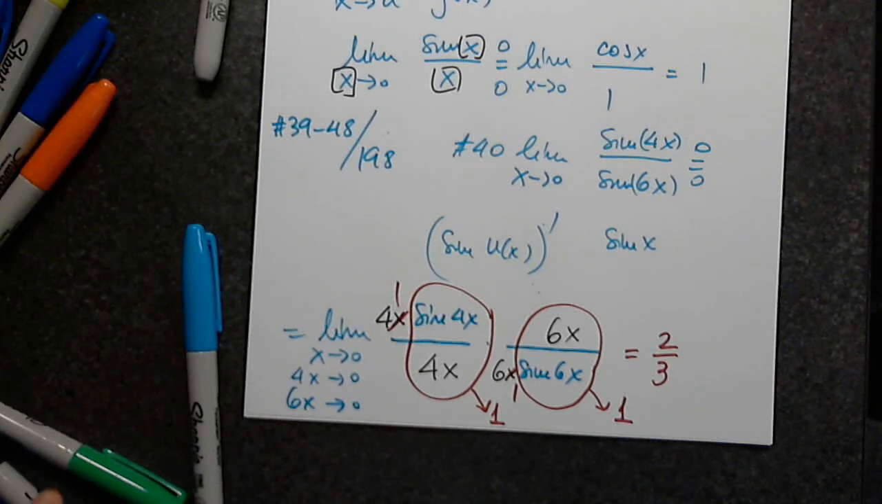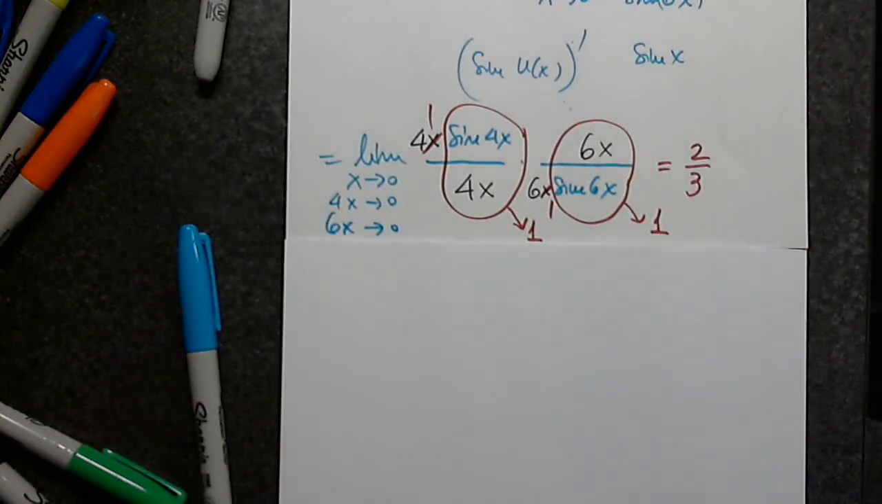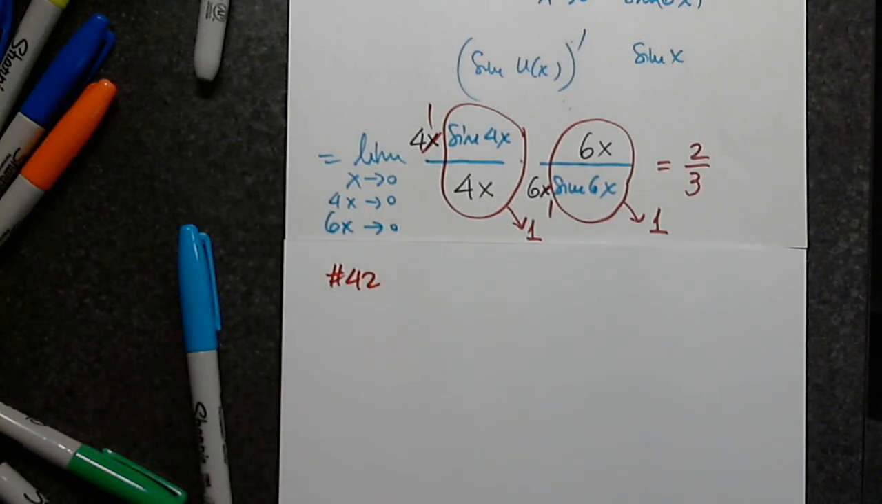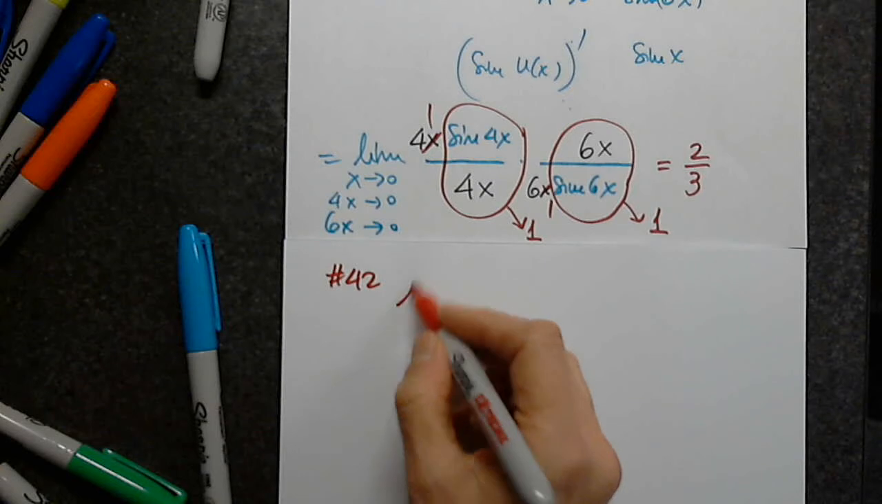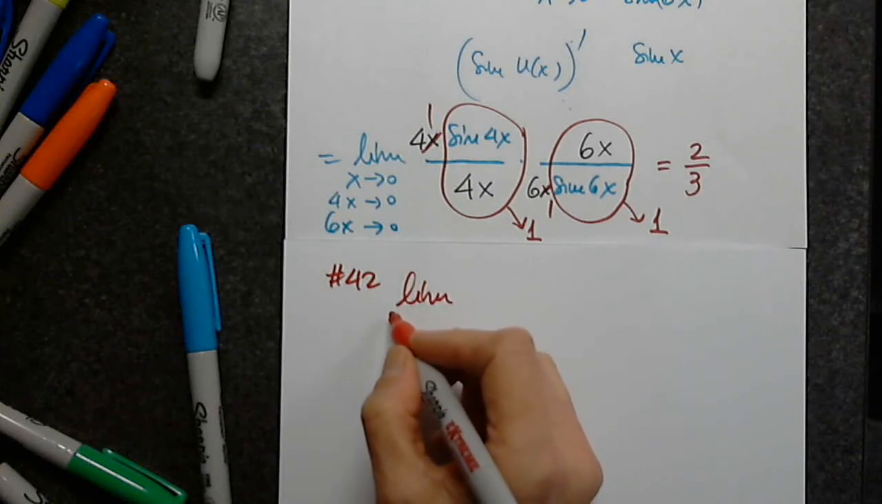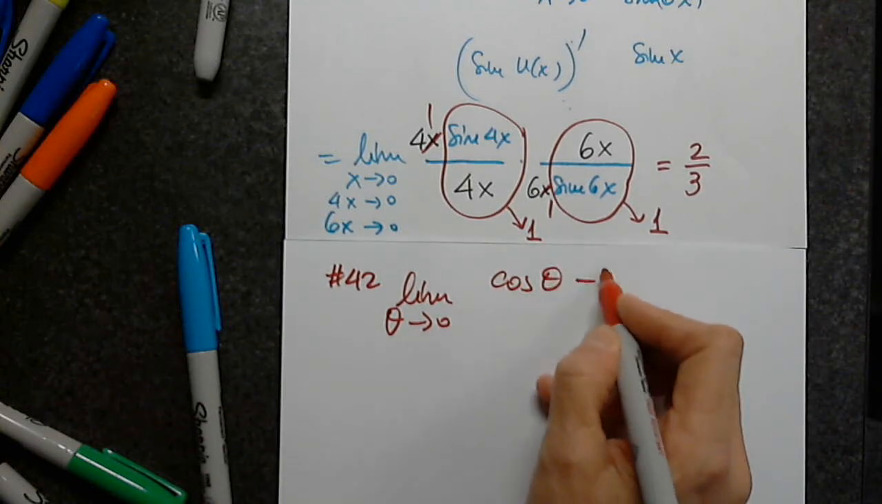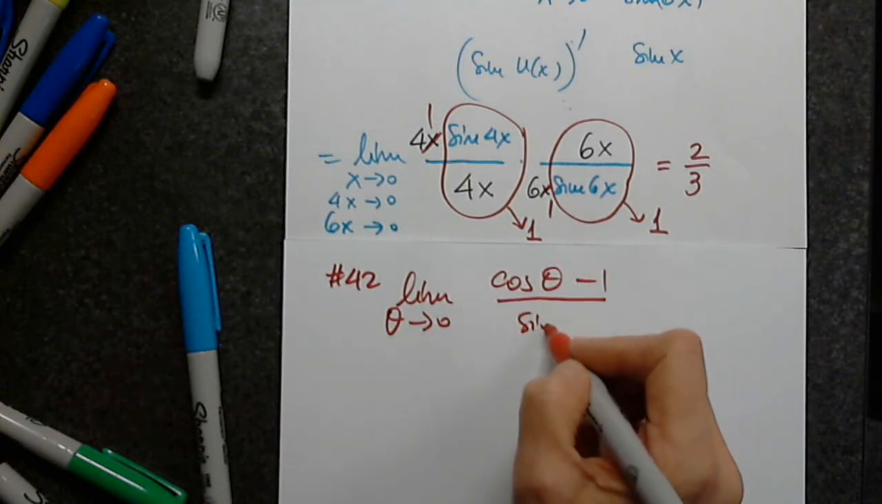If we can use L'Hopital's rule, we will. And let me choose one in which we can use L'Hopital's rule. Yes, for example, 42. In 42, we have limit as x approaches 0. I'm sorry, it's theta. Theta approaches 0 from cosine theta minus 1 over sine theta.